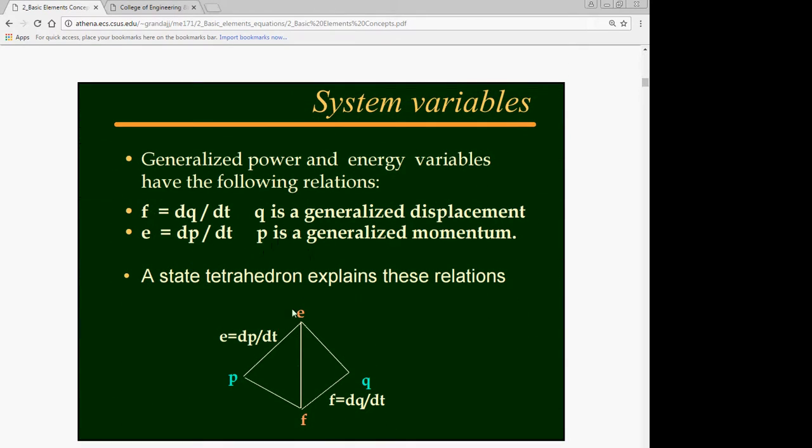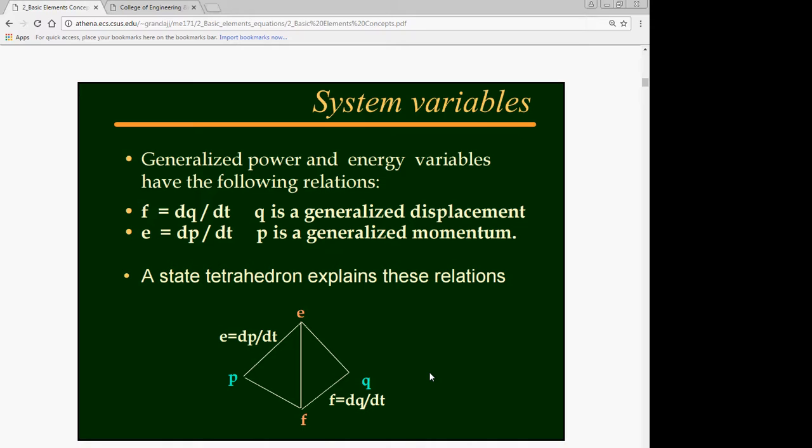Okay, we are going to look at the relationship between those variables. There are four variables that we use. Two of them I already told you. Those are the efforts and the flows. But the effort is the derivative of the momentum variable, or you may say that momentum is the integral of the effort variable.